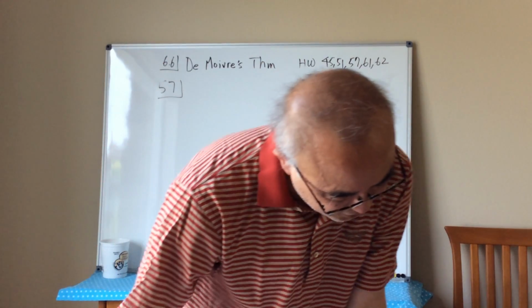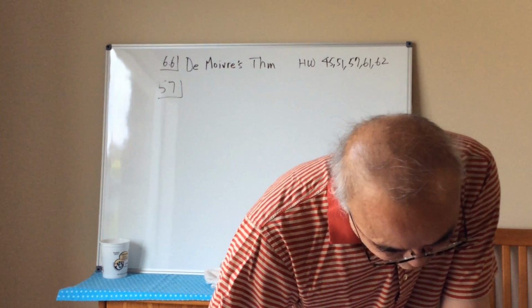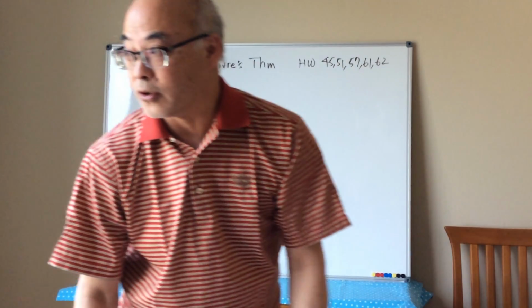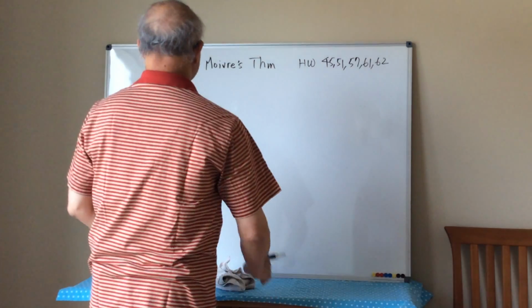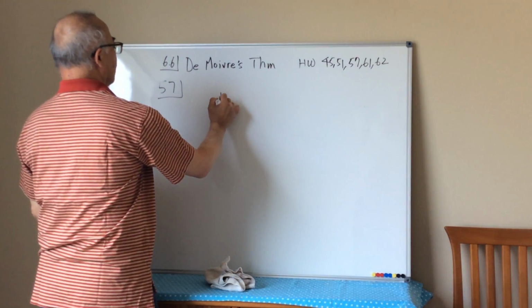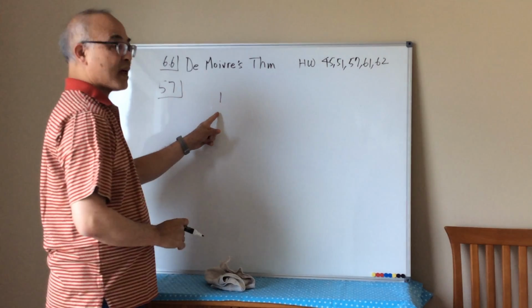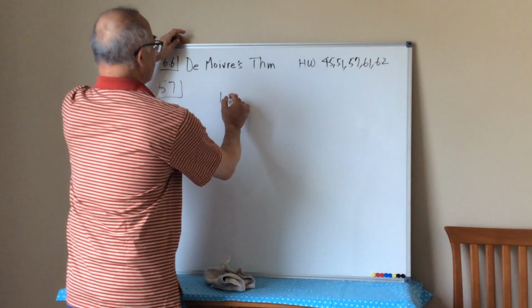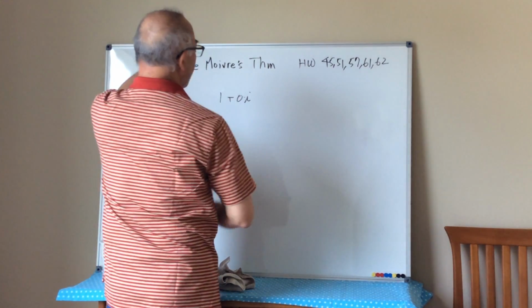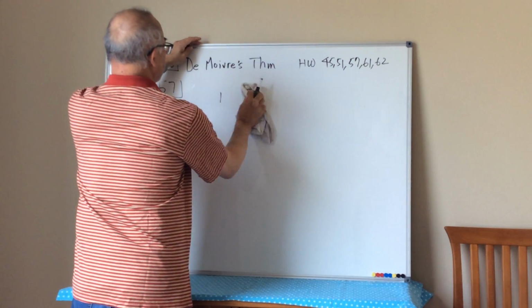Let's see what we're asking for. On 57, we're going to have the cube roots of unity. So unity is what? 1, right? So we need to put this in polar form. This is not in polar form, right? Because this is basically 1 plus 0i right here. So we're going to have to put this in polar form.